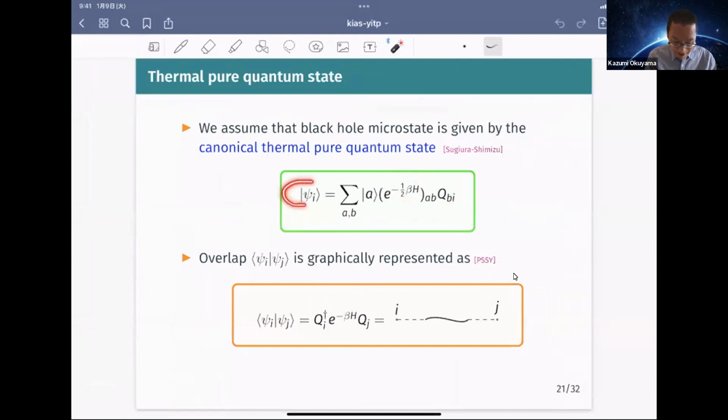For instance, we can compute the overlap of these microstates like this. In terms of these variables H and Q, it's just given by Q dagger, Boltzmann factor, times Q. This can be graphically represented by drawing this kind of diagram. The dotted line corresponds to the flavor degrees of freedom, and this thick line corresponds to the Boltzmann factor. This Boltzmann factor eventually becomes the asymptotic boundary of the near anti-de Sitter space. So this essentially describes the intersection of the boundary and branes, as Kazumi mentioned.